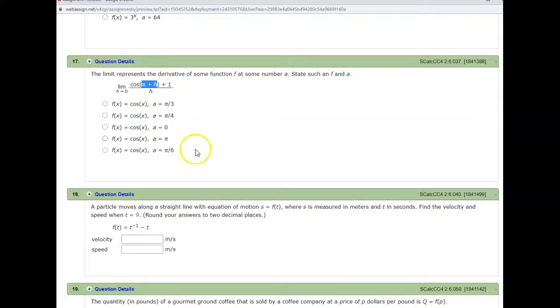So don't do that. Down here, the velocity is just the derivative. So it's the slope of the tangent line. It's the derivative, instantaneous velocity. We've looked at that several times. The speed is the absolute value of the velocity.